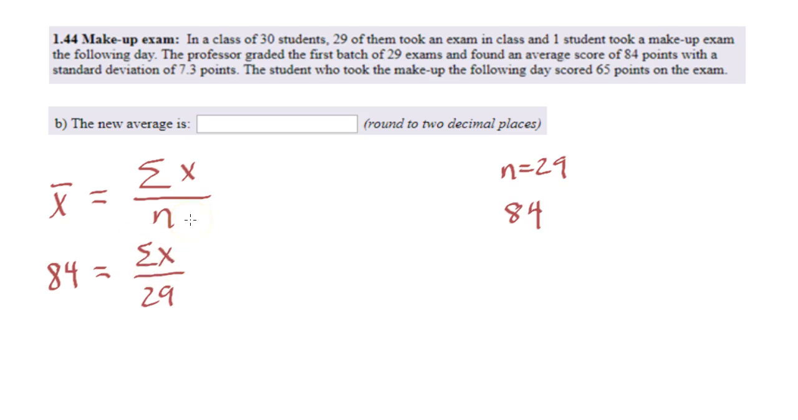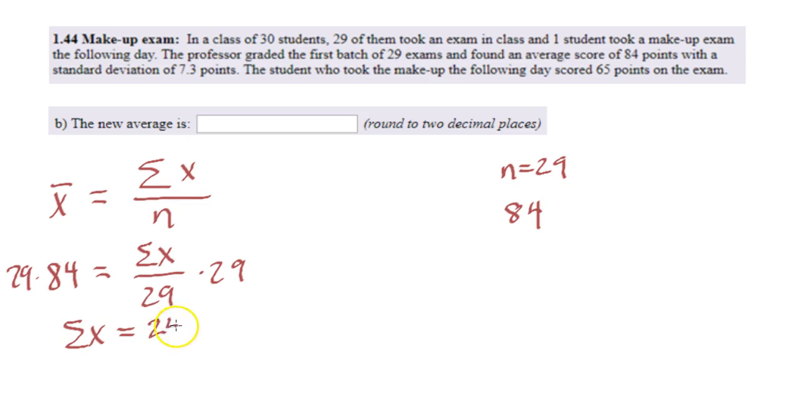So what we want to do is figure out the sum of those 29 test scores. We're going to need that to figure out the new average. Okay, so to figure that out, we would just multiply both sides by 29. And that will give us the sum of x for these 29 test scores would be 29 times 84. I'll calculate that really quickly.